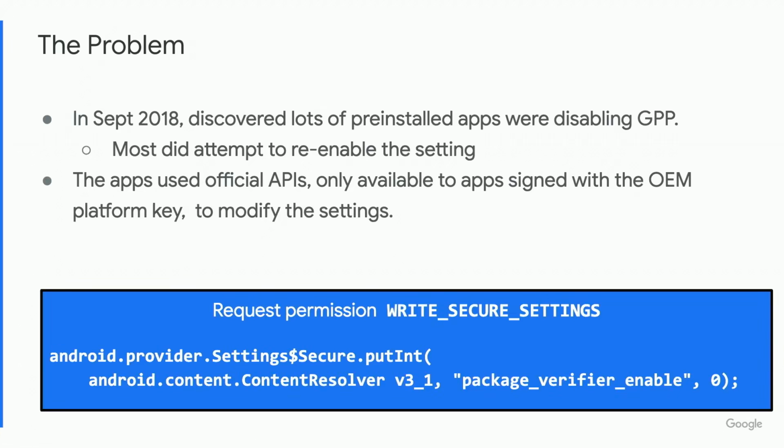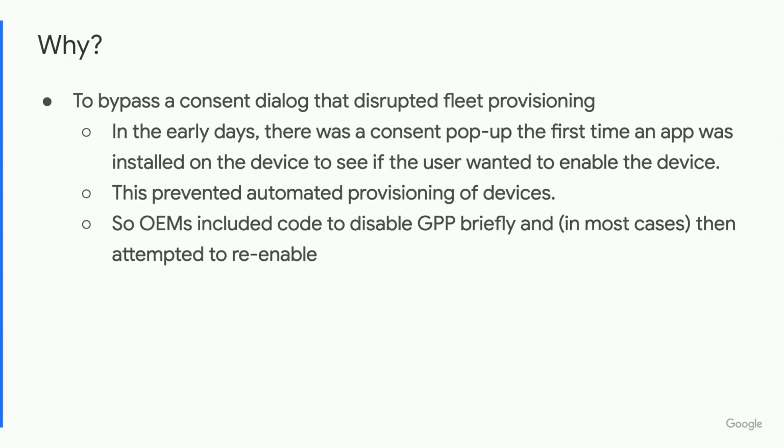But what we didn't realize was that just about everyone was doing this and disabling it silently. And why were they doing this? It was because, many, many years ago, I believe it was either 2013 or 2014, when at the time it was called Verify Apps, beginning to launch, there was a consent pop-up if you did not go through the full setup wizard process, to ask you on your first app install, do you want to enable the package verifier? And this prevented people from automatically provisioning a fleet of devices because you needed a human to go through and click through each of them.